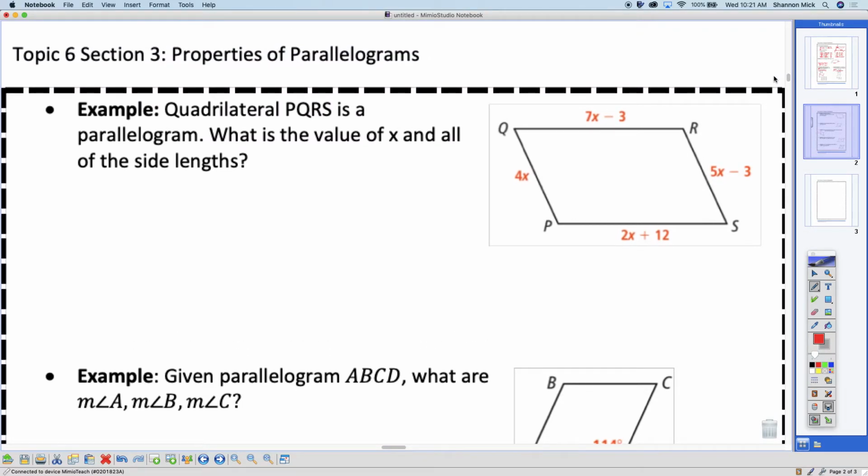Okay, so it's a quadrilateral, a parallelogram. What is the value of x and all of the side lengths? Oh shoot, what do I know? You have to combine all of them. No, I'm talking about sides, not angles. Combine like terms. QR is parallel to 7x minus 3 plus 2x plus 12. Add your like terms. But why are you adding them? Because that's how we've done it.